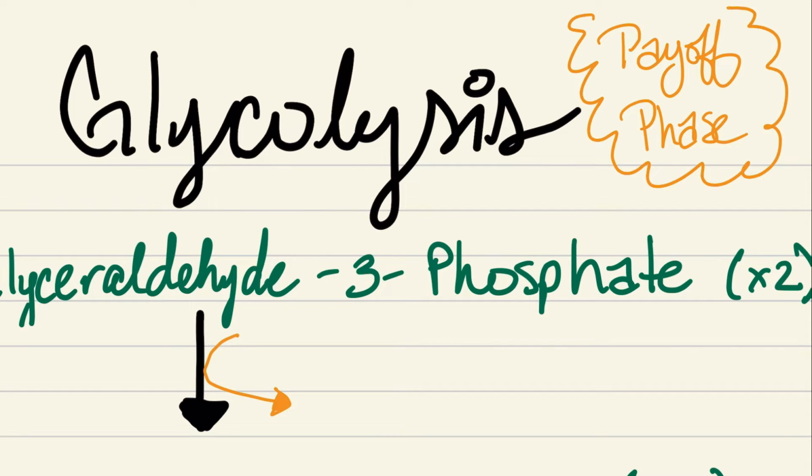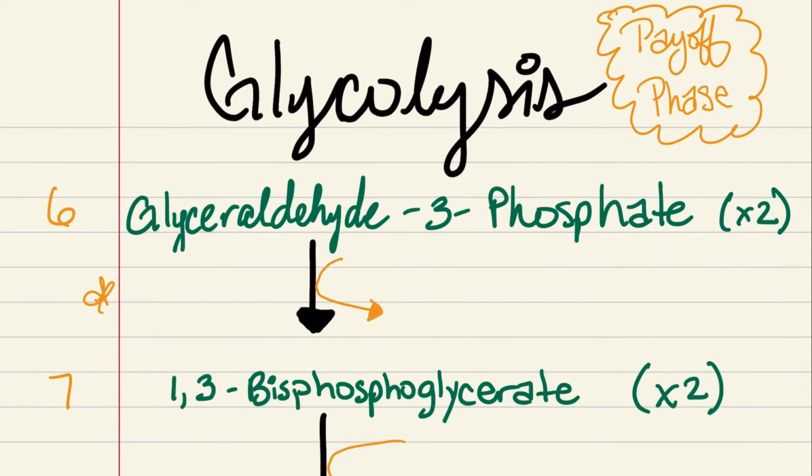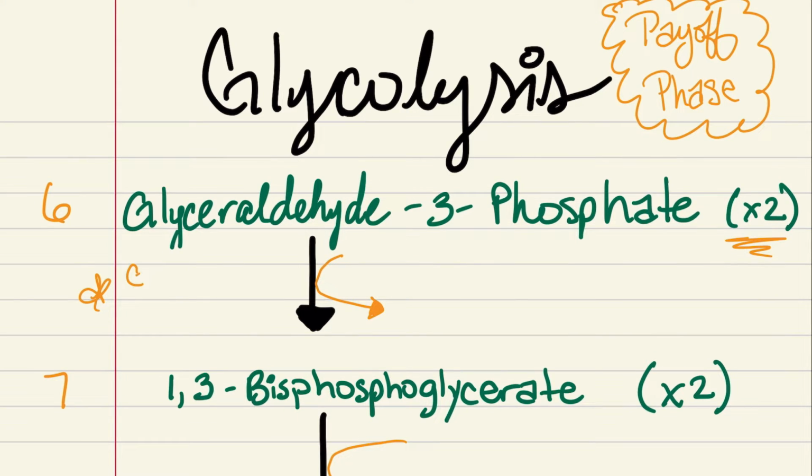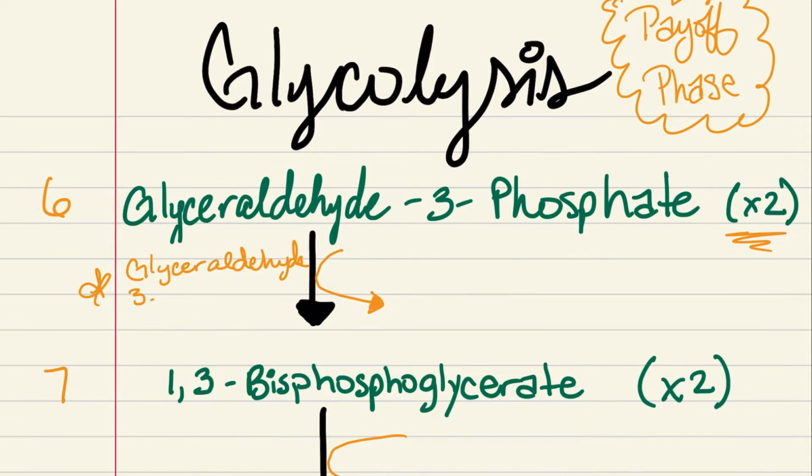You also remember from the investment phase, the dihydroxyacetone phosphate was converted into glyceraldehyde 3-phosphate by the triose phosphate isomerase. I also shorten it to just isomerase. So now we have 2 glyceraldehyde 3-phosphates. That's why you see the 2 right there. So just know as we move through these reactions, there are 2 of each.